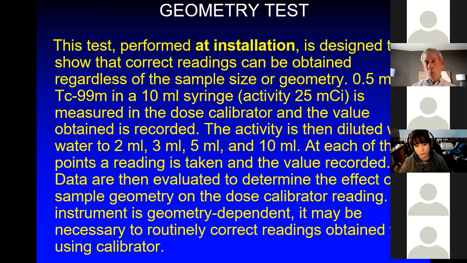Now, think about what we're doing. We are changing the geometry of that liquid from a very small column, maybe a half a centimeter tall, up to 8 or 10 centimeters. The geometry is changing dramatically. That calibrator better give you the same reading within plus or minus 10%. Every one of the different volumes, regardless of the syringe size, even if it's a 30 cc syringe, still has to be the same. Let's take a look at a pictorial.